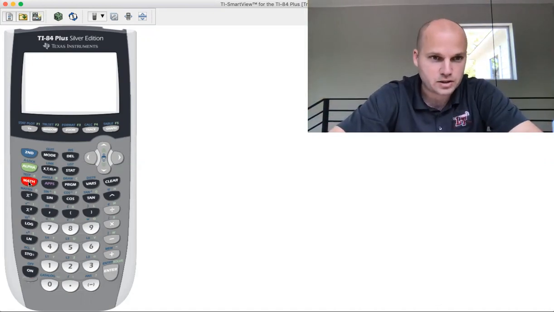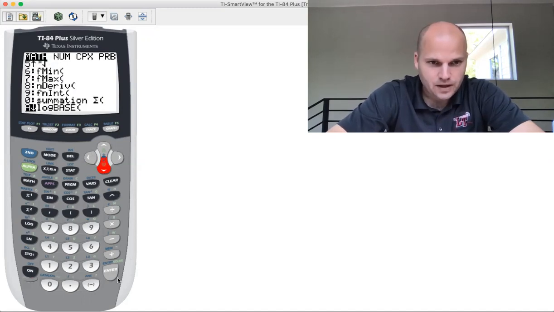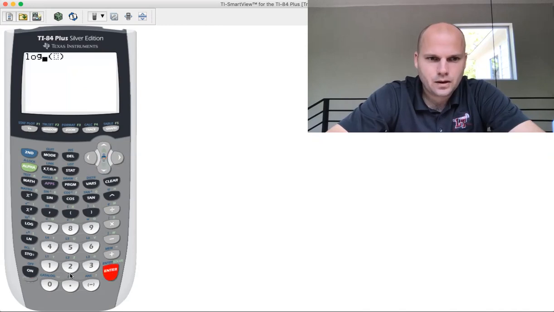Where you go is into math. So you see this math button, we know where the math button is. You pop all the way down to log base, which is, I believe, A. Right there. Now, older calculators don't have this. If you have an older calculator that doesn't have this, we will learn something in the future that'll allow you to plug this in.